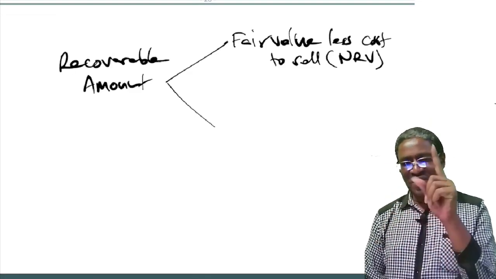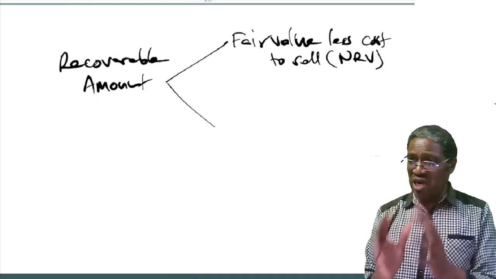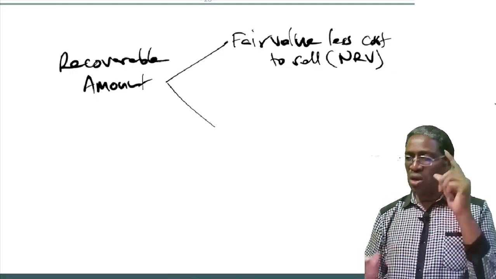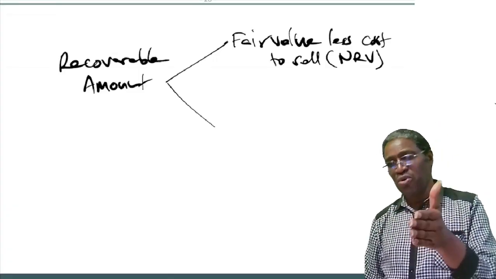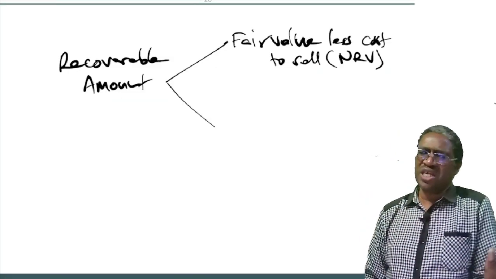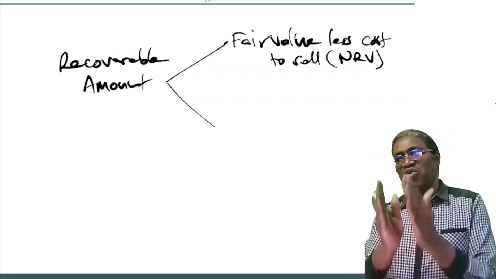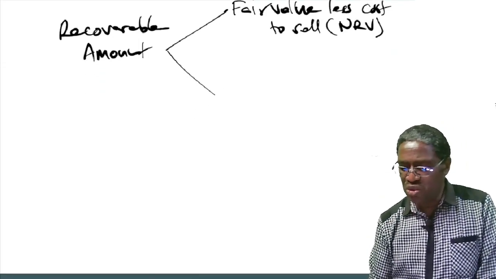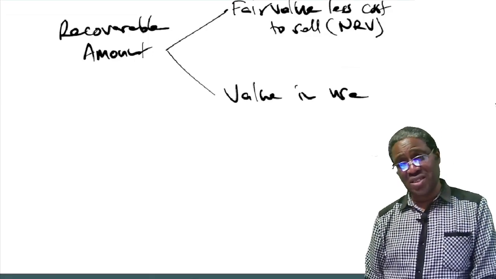To get the recoverable amount of an asset, you calculate two values of that asset. One of them is what we can call the net realizable value. In simple terms, it is the fair value less cost to sell. Fair value is the same as market value. That's what we refer to as fair value of an asset, same as market value. You less cost to sell. Then you compute another value, which we call value in use of that asset.